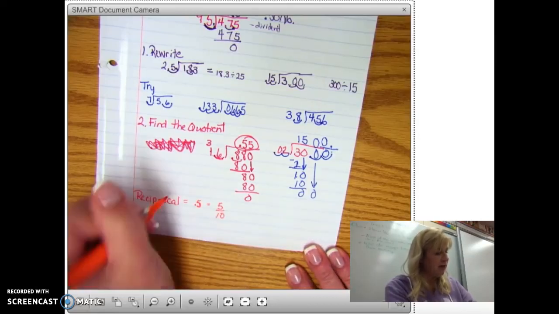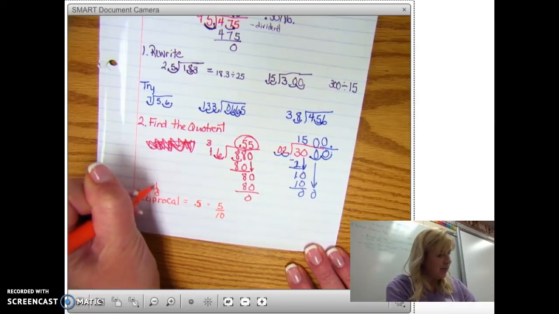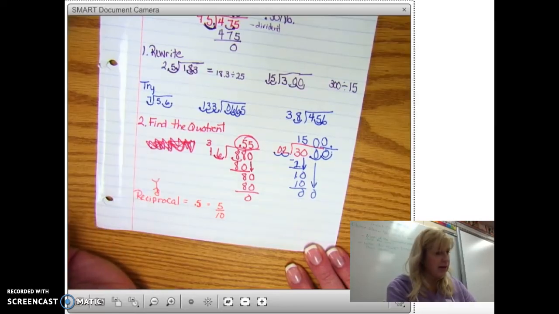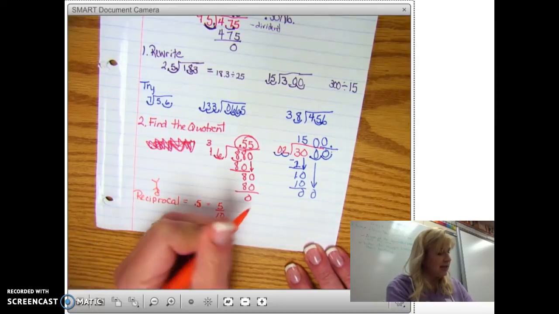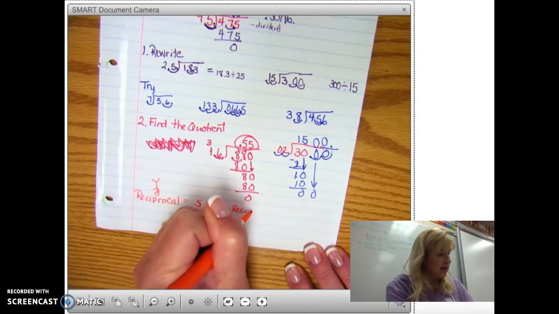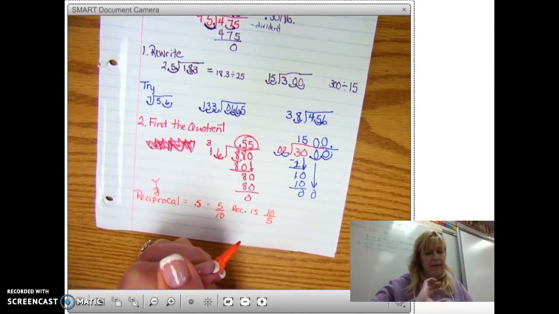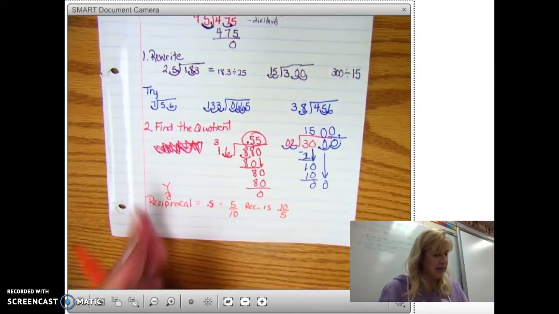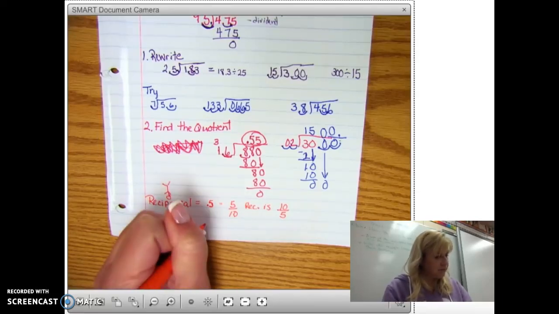A reciprocal, and what I want you to do is draw a little guy upside down. A reciprocal is a headstand. So a reciprocal of 5/10 is 10/5. You simply flip it. It flips upside down.